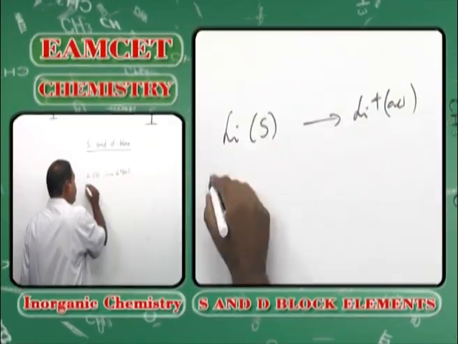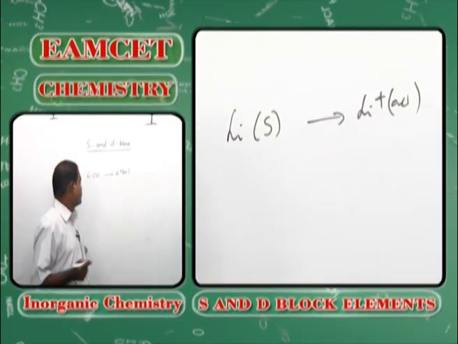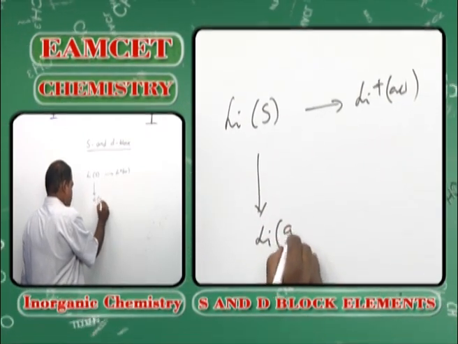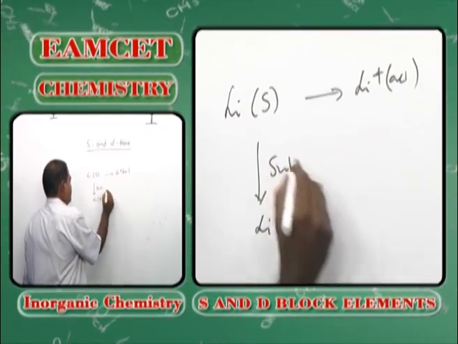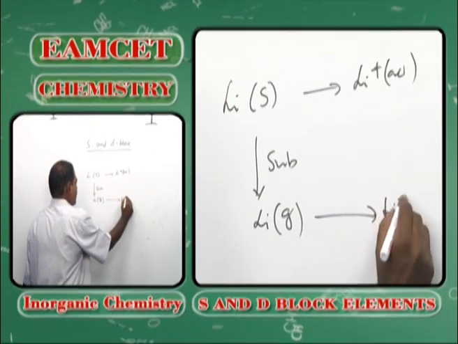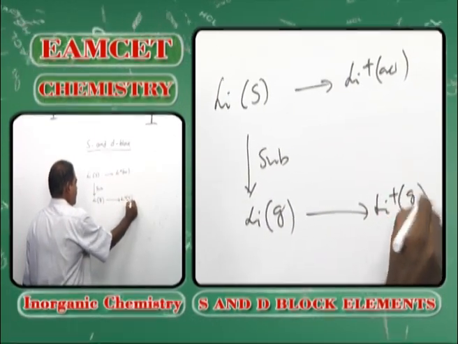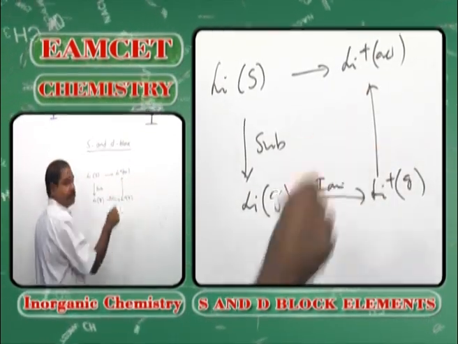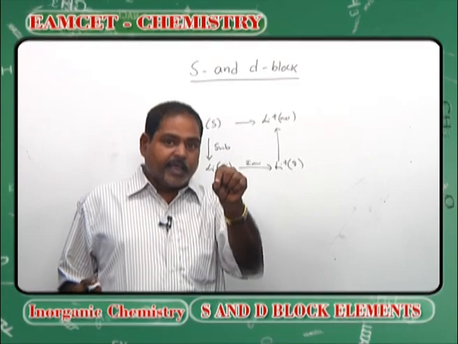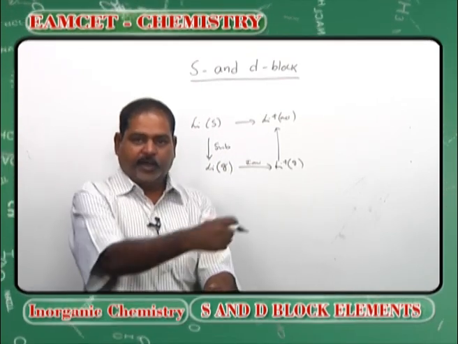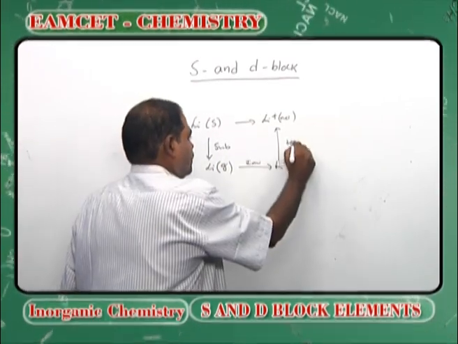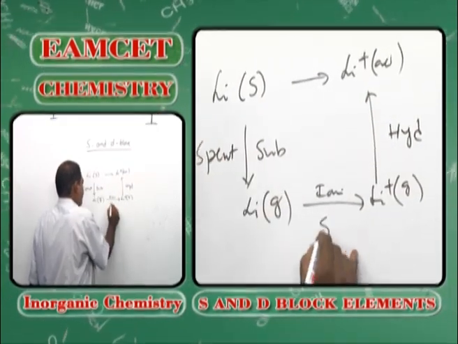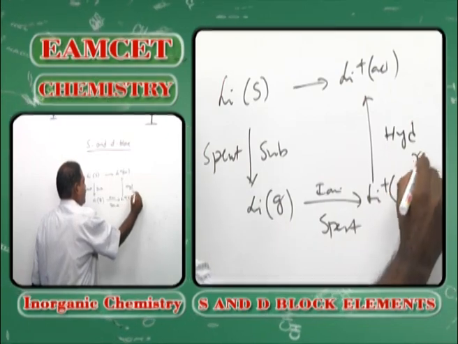ion, the whole process, there are several steps. Of course, the lithium solid is converted to lithium in gaseous state, sublimation. Lithium gas is converted to Li plus in gaseous state, which is called ionization. And Li plus in gaseous state, when it comes to water, it is surrounded. This is called hydration. Of course, some energy is spent here, but a lot of energy is released here.